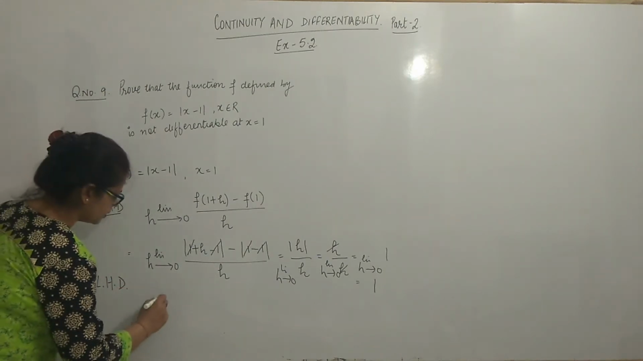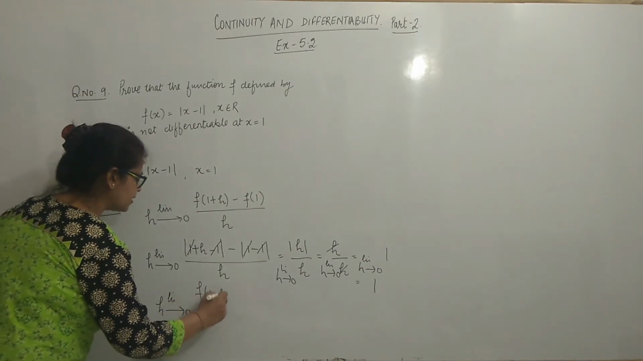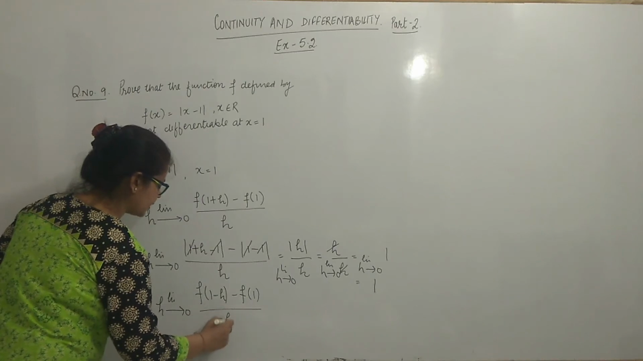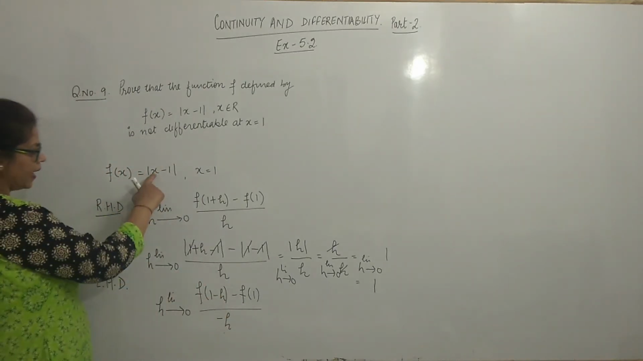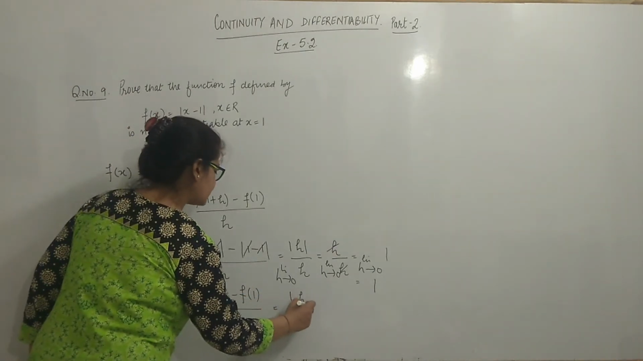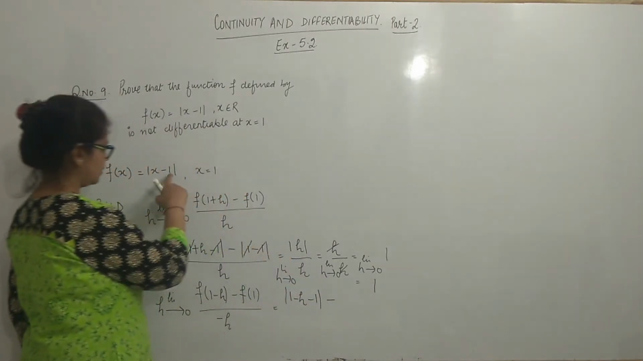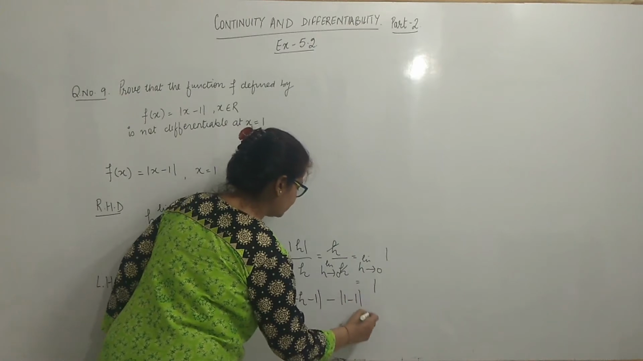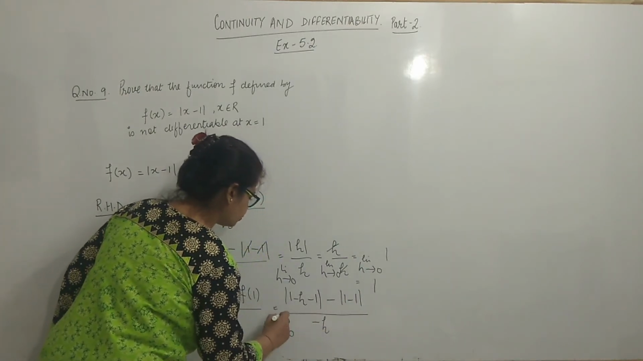Left hand derivative means h approaches to 0, f of 1 minus h minus f1 upon minus h. Always remember, f of 1 minus h is x is replaced by 1 minus h. 1 minus h minus 1, minus f1. f1 is 1 minus 1, divided by minus h. h approaches to 0 limit.